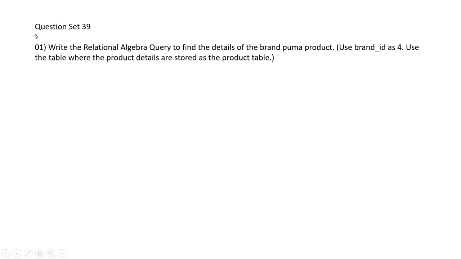In today's video, I'm going to answer question set number 39. In the first question, they are instructing us to write a relational algebra query to find details of Puma branded products. So as you can now see, this is my answer to this question. We are using the sigma symbol in this relational algebra query, which means selection.